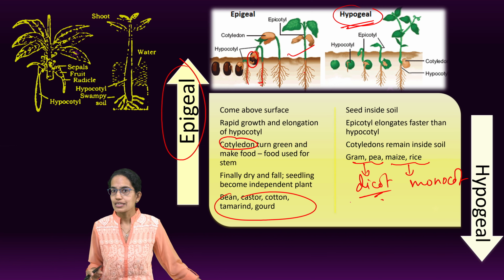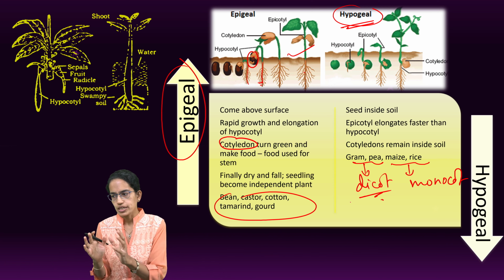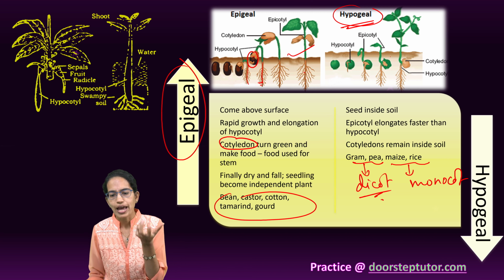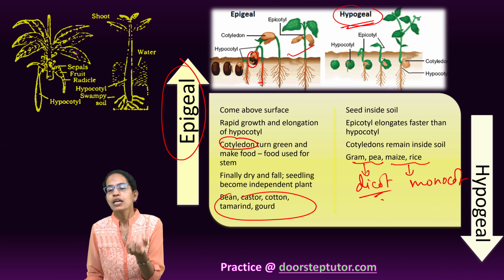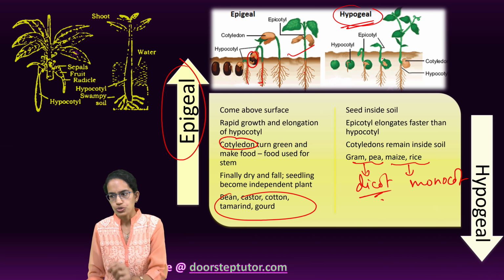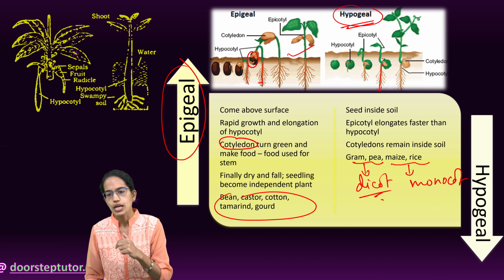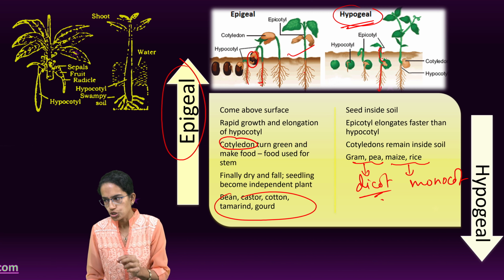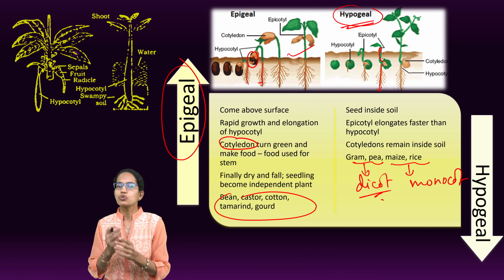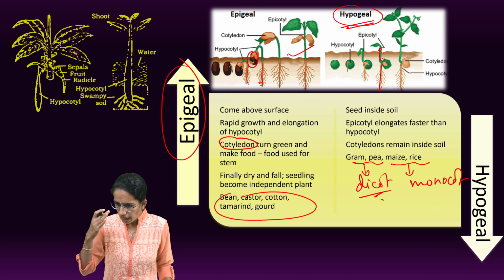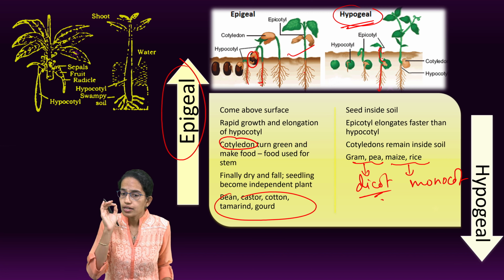The most interesting thing is the scutellum actually does not come above the surface but secretes certain enzymes. Now, as the enzymes are secreted, it converts the starch into sugar, and finally that is transferred to the radicle, that's the root, and to the plumule, that is the shoot, and this pierces through the pericarp as well as the testa. Now, the hypocotyl remains underground.